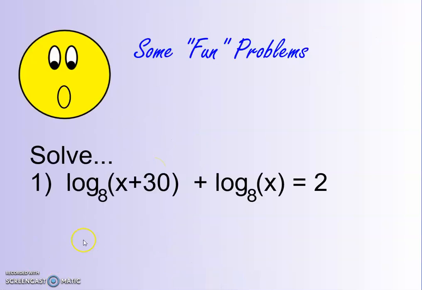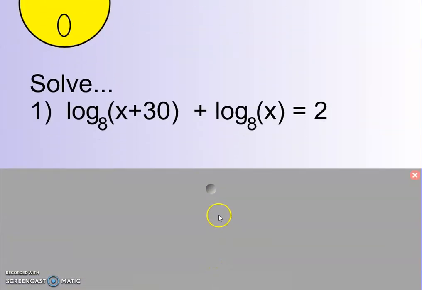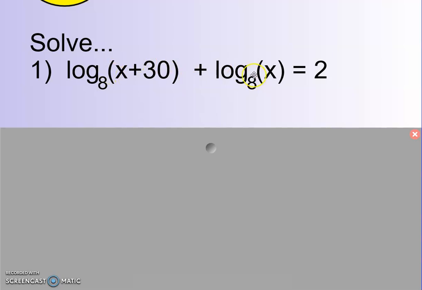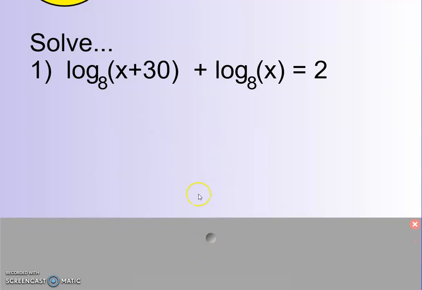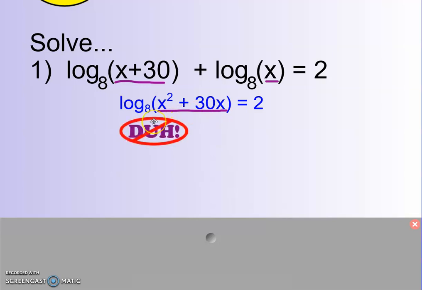And now the last batch. Now we've got some fun problems. Oh man, look at these. Let's dive in with problem number 1. So I noticed that I've got log base 8, log base 8. So let me unify this into a single logarithm expression. Of course, every time I add separate logarithms, that's the product property. So I have to take this x plus 30, and I have to multiply it by x, and that's exactly what I did here.